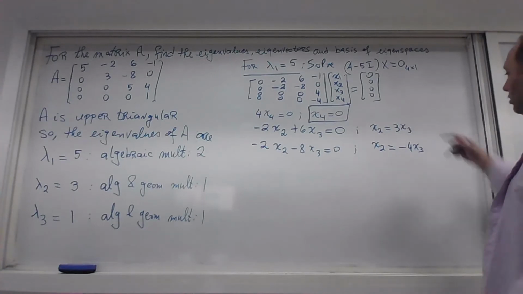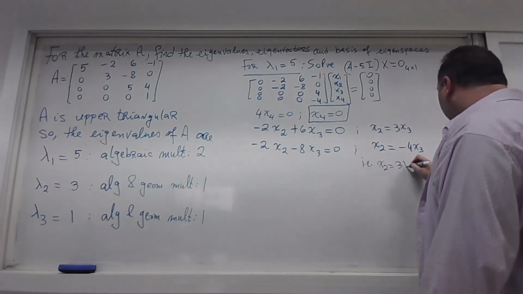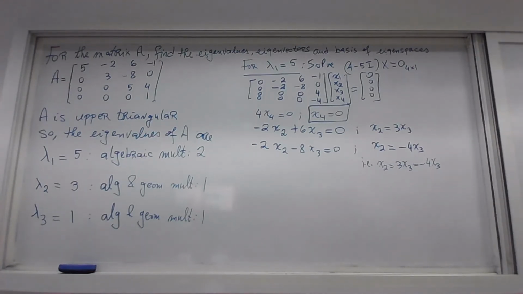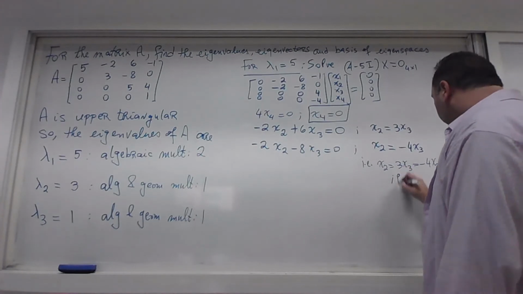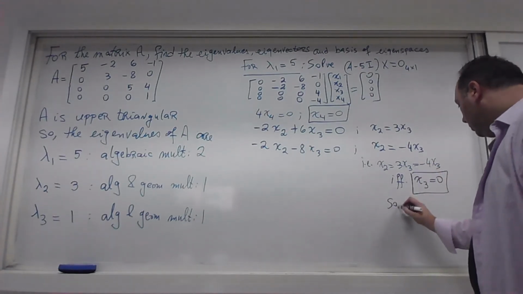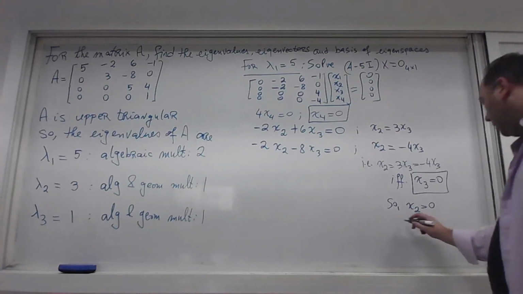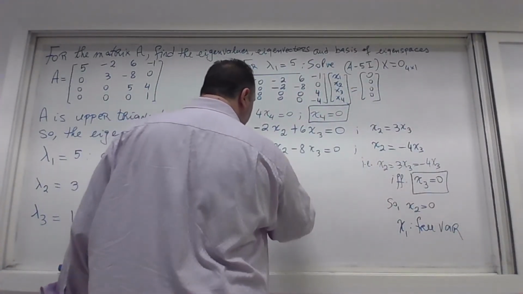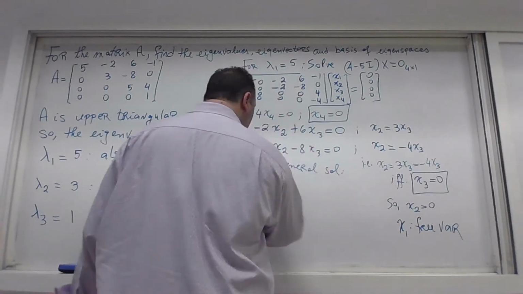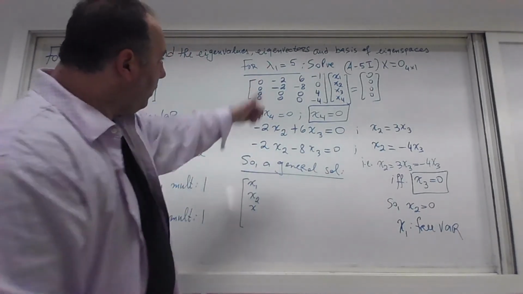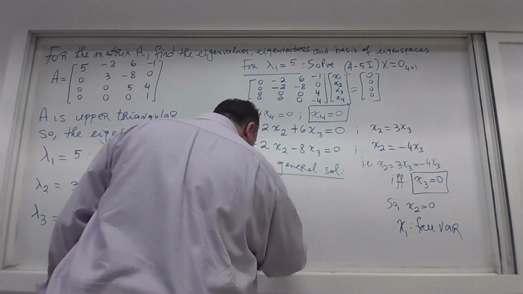Well, these two things need to be equal. x2 is equal to 3x3 and it is equal to negative 4x3, which means that 3x3 is equal to negative 4x3. How is that possible? Well, it's possible only when x3 is equal to 0. That's what it means. Well, then if x3 is 0, then x2 is 0. And we know that x1 is a free value. So, a general solution. It's a straight fight. You just need to win. You want to use Gauss-Jordan? Go ahead. Or you fight through. It's up to you.